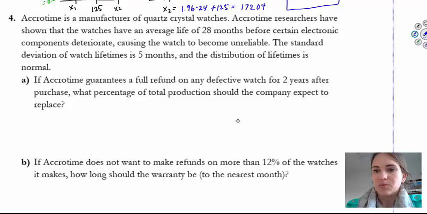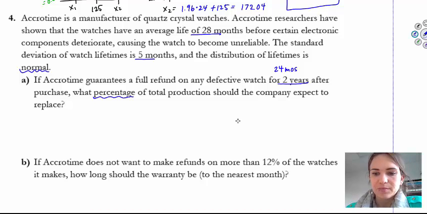In this example, it's about watches. Watches have an average life of 28 months before their electronic components deteriorate, so now it won't work anymore. The standard deviation is 5 months, and the distribution is normal. That's important, not so much in this chapter, but as we move forward, and we have to distinguish what concepts to apply to problems. So if Acrotime will guarantee a full refund on any defective watch for 2 years, notice that 2 years is 24 months, what percentage of the production are they going to replace, or how much should they expect to replace? Here we're not looking for the cutoff value, we're looking for a percentage or an area or a probability.